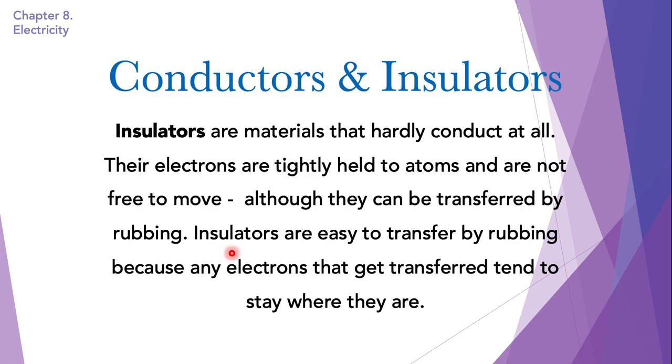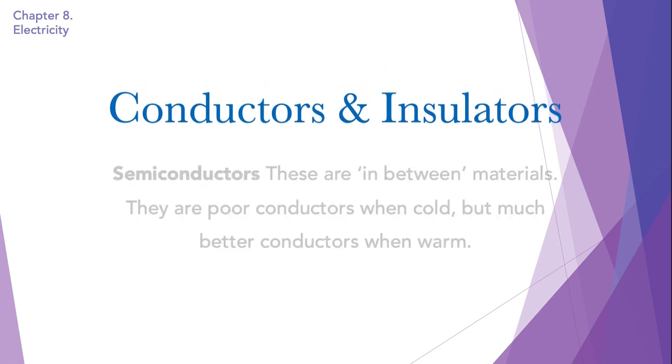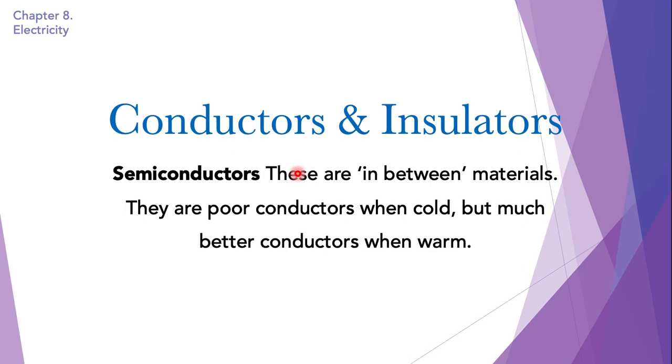So these were insulators, and then we have semiconductors. Semiconductors are in-between materials. By in-between we mean they are poor conductors when cold, but much better conductors when warm. So they are in between insulators and conductors. They become poor conductors when they are cold, but much better conductors when they are warm.